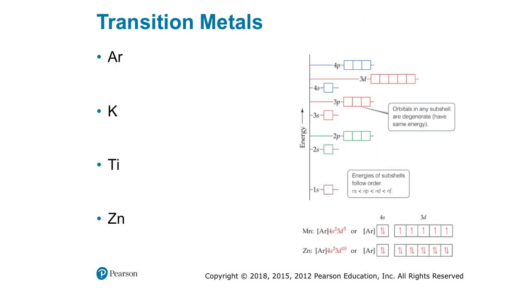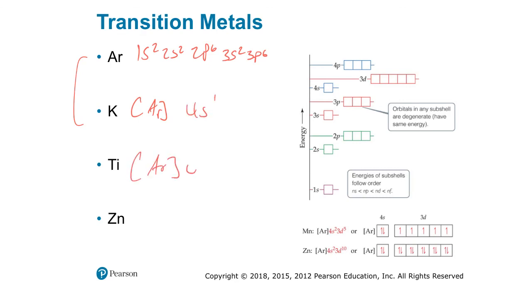Lastly, you might give a couple of examples. I don't know why this slide necessarily says transition metals, because these two here are not transition metals, but argon's configuration is 1s2, 2s2, 2p6, 3s2, 3p6. Maybe we'll give condensed configurations. Potassium would be the argon configuration followed by 4s1.